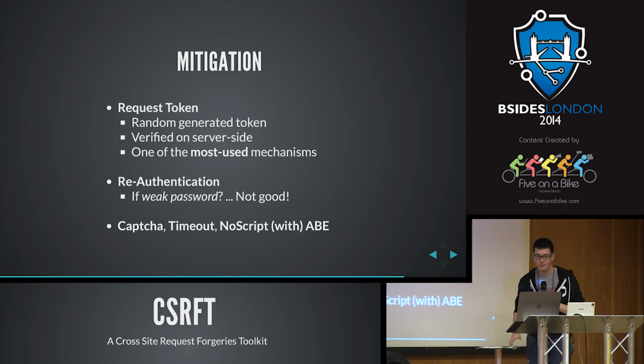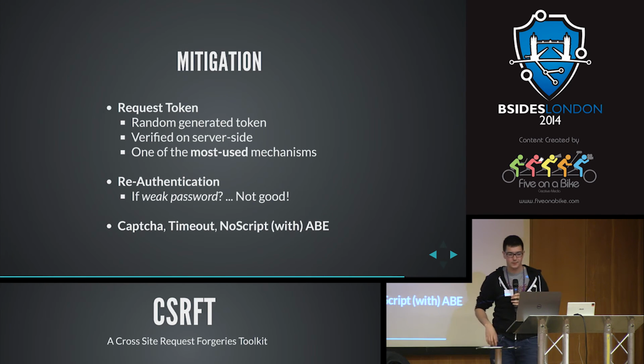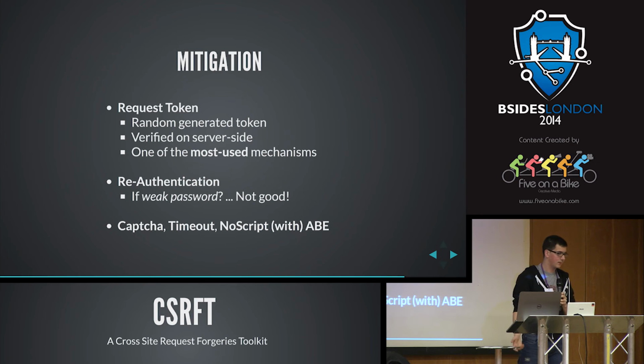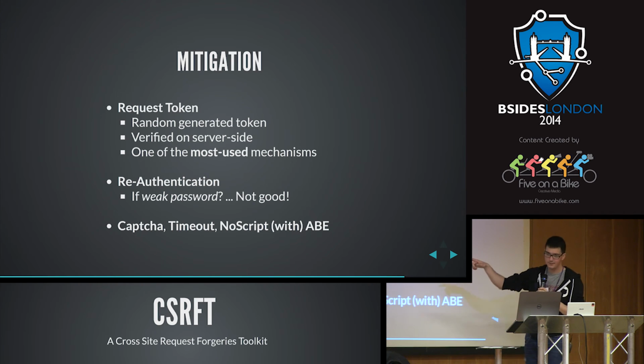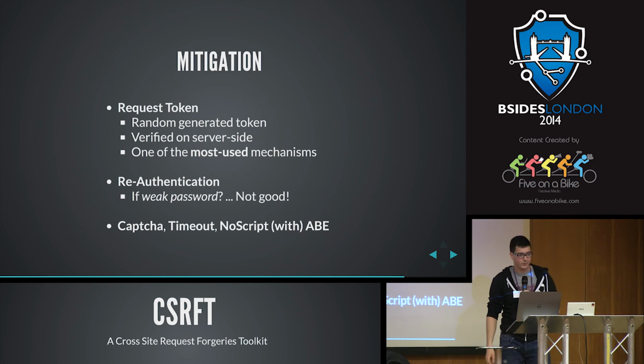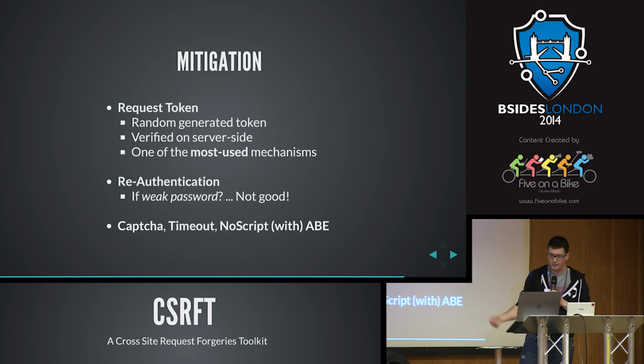And so the mitigations you can apply here. Basically, we have the request token, a random value generated on the server side and then checked on the server. It's one of the most used mechanisms nowadays. Otherwise, we have re-authentication, like the previous example, when it asks for your password if you want to change your settings. If the user has a weak one, good for you, you can change his settings and do everything. And otherwise, you have other methods: captcha, timeout.